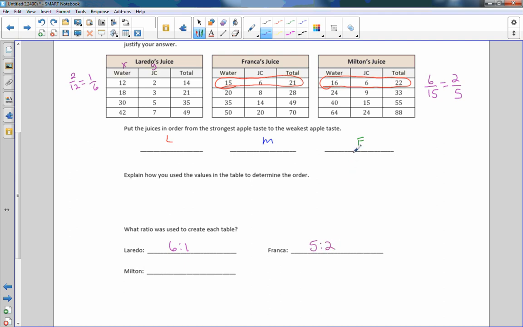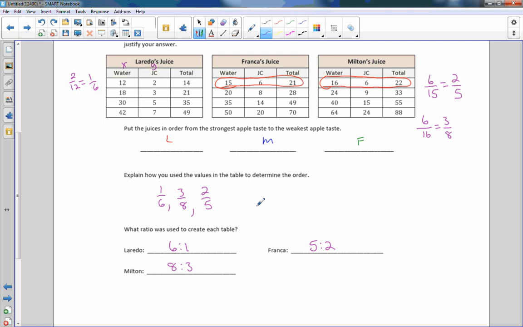Okay. And then finally, I'm going to do the ratio of Milton's, which is 6 divided by 16. They're both even, so I'm going to reduce that by dividing by 2, and that's 3 to 8, or 8 to 3. So these are the ratios reduced all the way down for the three of them. Okay, now I have to determine which is more. So we have 3/8, 1/6, and 2/5.